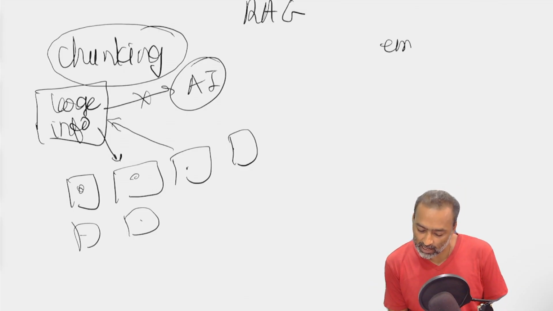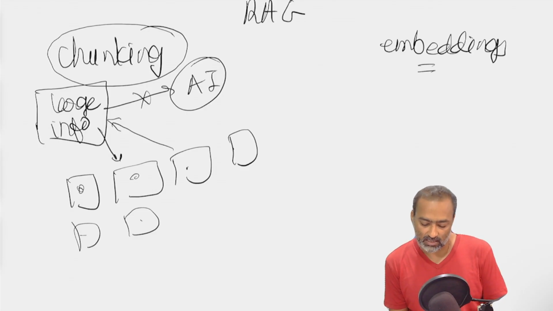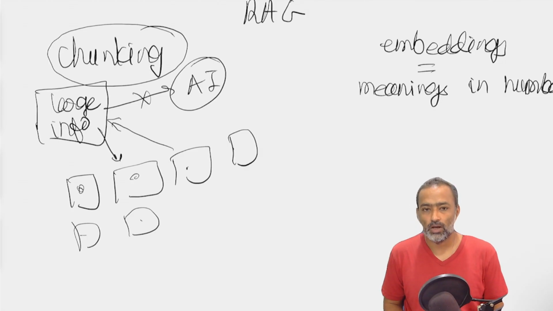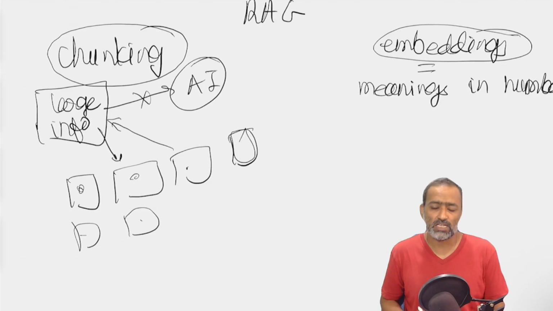The second important thing is embeddings. Now consider embeddings equal to meanings in numbers. Embeddings is a way to express a chunk in numbers. And why do we do that? Because when a user asks a query, we will find similar meaning information from the vector database, or from where we store these embeddings, and the place where we store the embeddings is a vector data store.